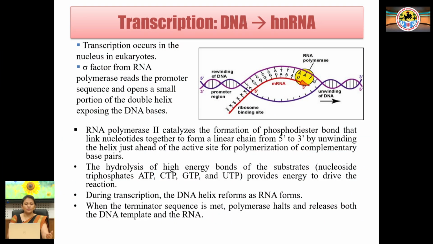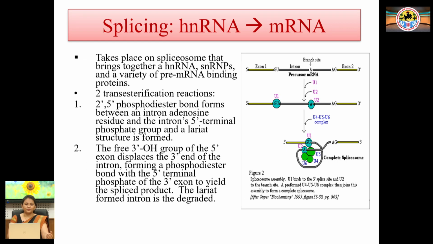In the transcription process, mRNA, tRNA, rRNA, all the types of RNA are synthesized. So, when the terminator sequence is met, the polymerase halts and there is release of both DNA and RNA.